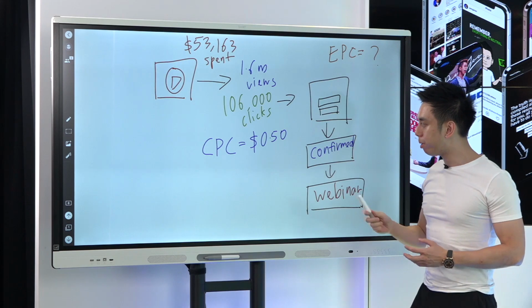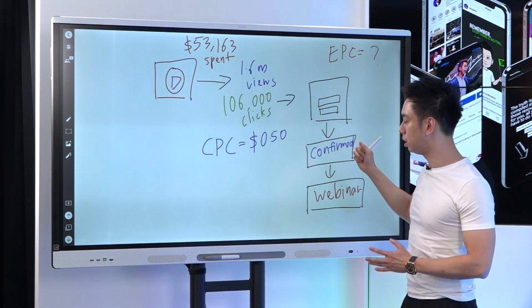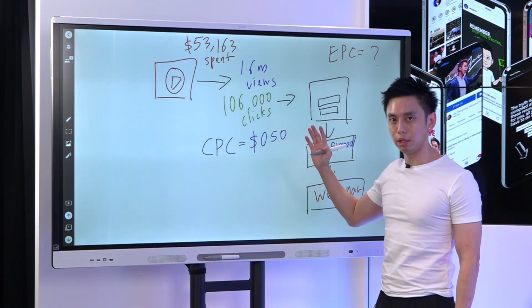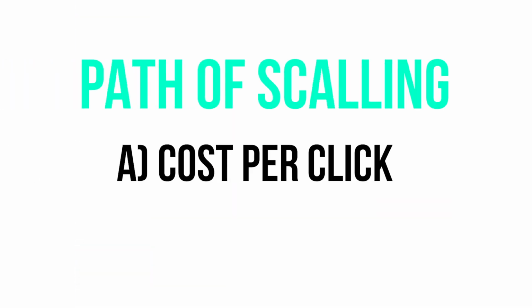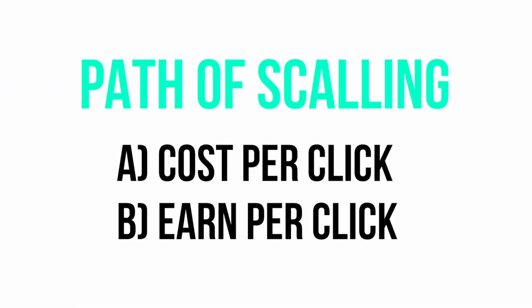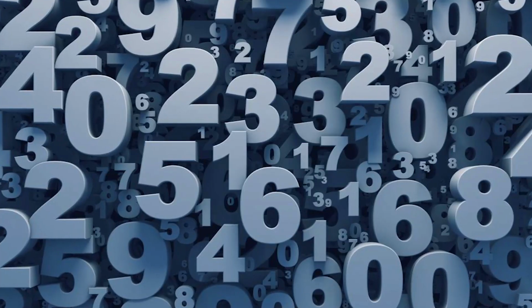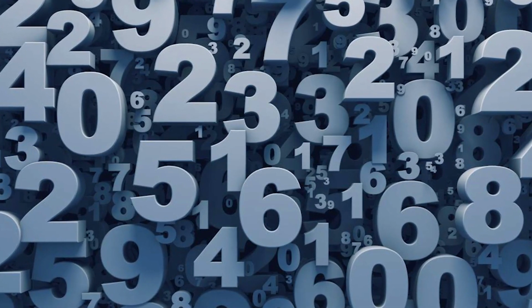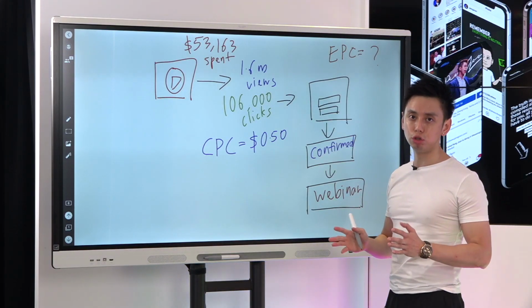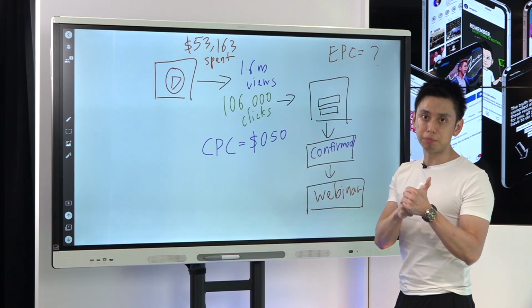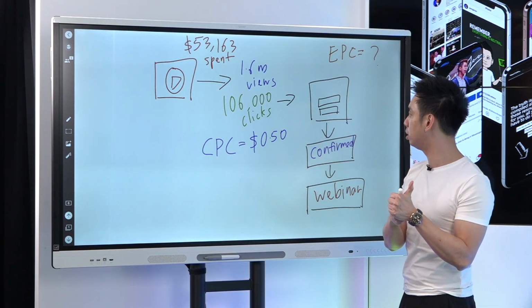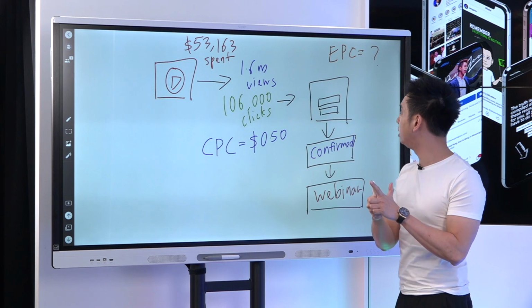So what if the path to scaling any business is really in understanding these two numbers? How much does it cost you to get a click, and how much does it earn you every time it gets clicked? And what if scaling your business is really all math, and these two numbers are just one of the numbers that is so crucial if you want to build your business on the right foundation, or if you want to scale your business and take it to a whole new level?